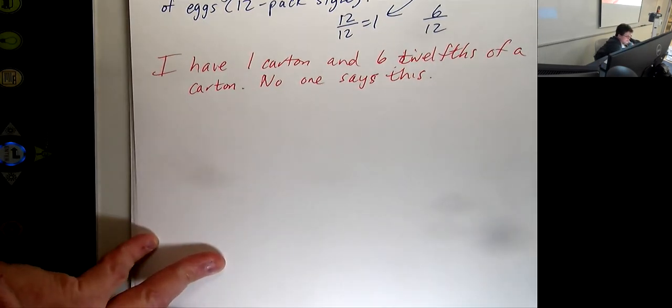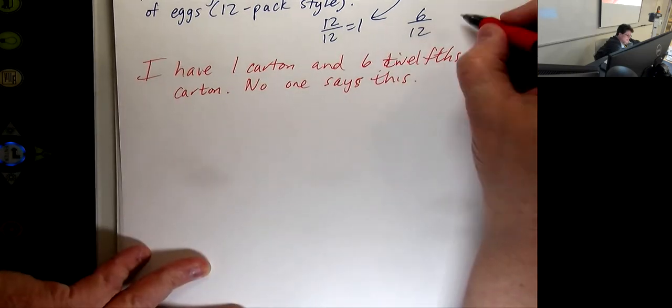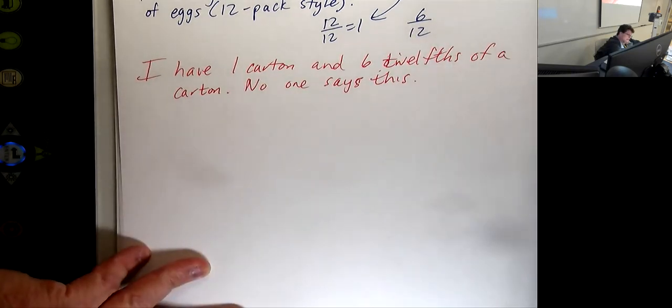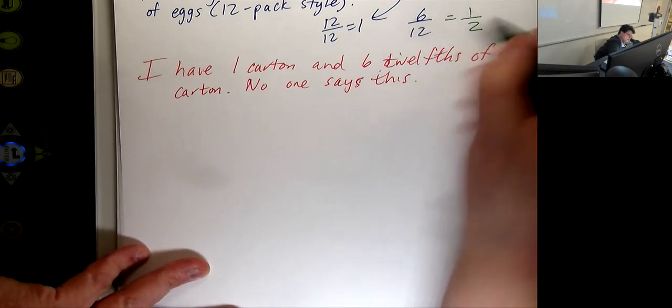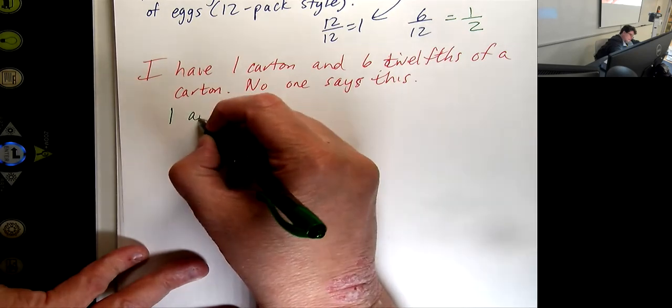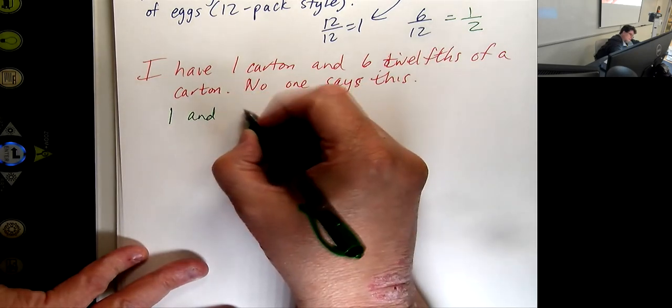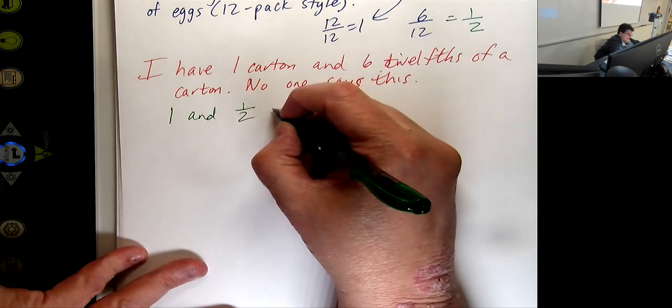So rather than saying 6/12, I want to describe it in a better way, because you've never heard someone say 6/12, ever. This is the same as 1/2. But we only get that because both of those are divided by 3. Even better, I'll get there. I would say I have one, verbally, I would say I have 1.5 cartons.